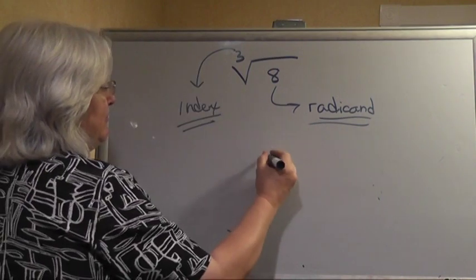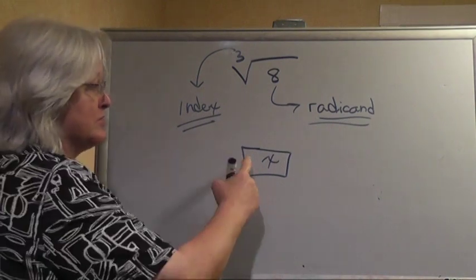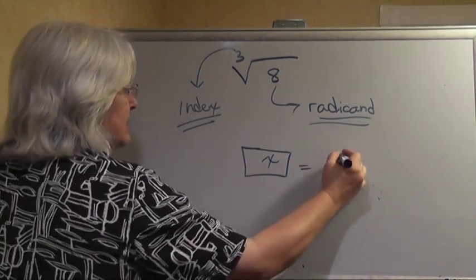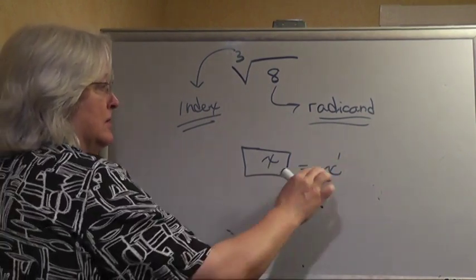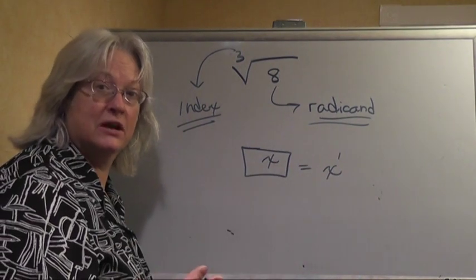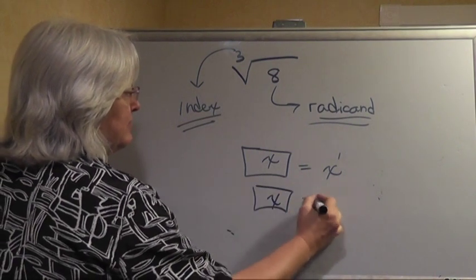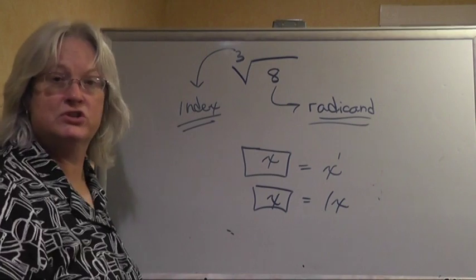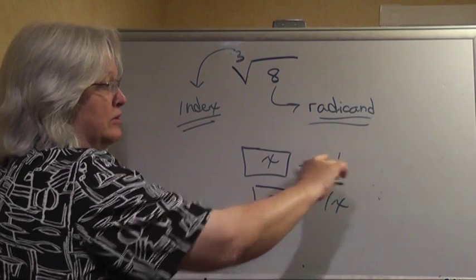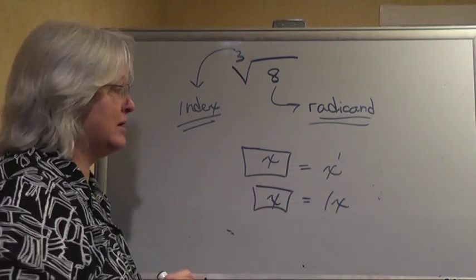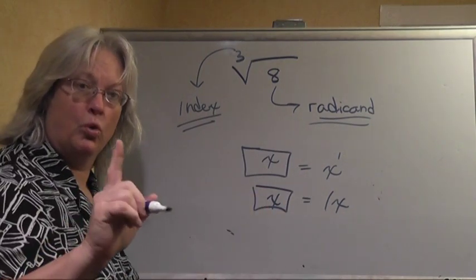Now, if you have x, just this variable here, you also know that that's the same as x to the first, right? Because it's understood that if there's no exponent showing, it means that x itself is only used as a factor one time. You also know that if you have x by itself, what you really are showing is 1x. When you don't see the exponent, you understand that it's just that x used as a factor one time. When you don't see this coefficient here, you understand that there's only 1x.